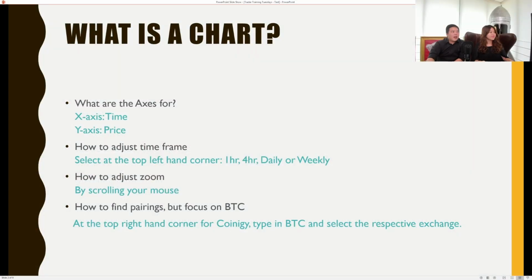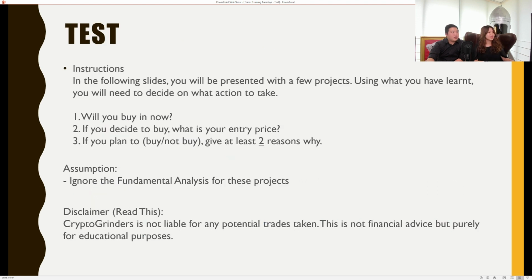So last week we did a test given by Andy based on all the lessons he's taught us in the past, and today we're doing part 2 of the test. Alright, let's get down to it. Before that, a brief recap. What are axes for? The x-axis is time, the y-axis is price. Well done. We also learned how to adjust the time frame, zoom, and how to find pairings.